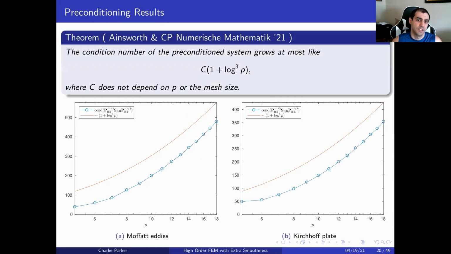So the result is that the condition number of the preconditioned system using this preconditioner grows at most like 1 plus log cubed p. And so if we look at, like, the Moffatt-Eddy problem, the Kirchhoff plate problem, the blue line is the condition numbers of the actual system, and the orange line is something proportional to 1 plus log cubed p. And so it agrees pretty well. And the condition numbers are relatively tame. So they were on the order of 10 to the 12, 13 before, now they're on the order of a few hundred.